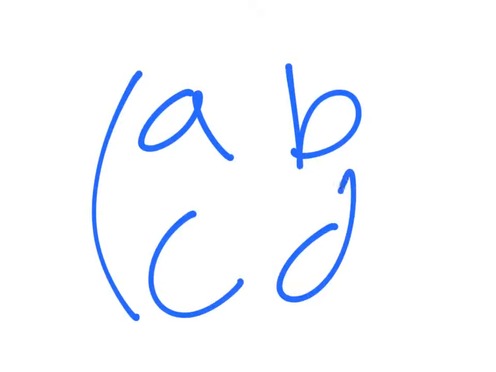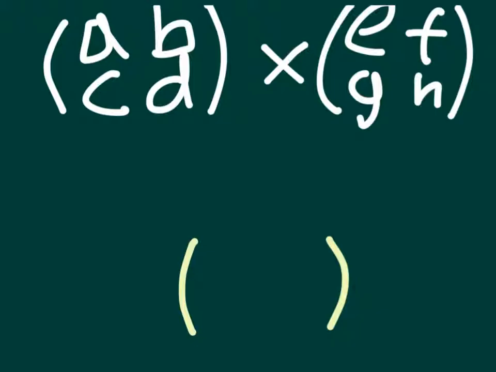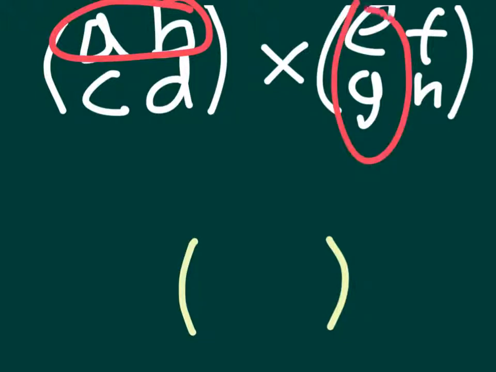A matrix as such consists of a row and a column. AB is a row and AC is a column. Now that we know that a matrix consists of a column and a row, we'll move on to how to multiply two matrices. In order to multiply two matrices, you need to multiply the row of the first matrix by the column of the second matrix.